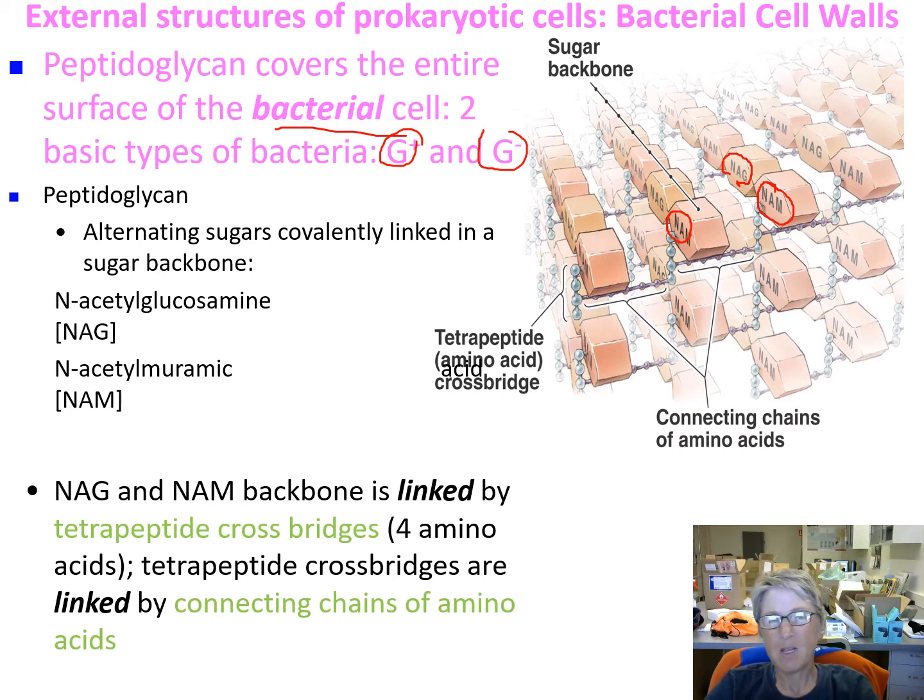And then here's some details. Peptidoglycan. So peptido is protein and glycan is sugar. So they're alternating sugar and peptides. So these little balls here, these are the amino acids of the peptide. And then this shape, this is a sugar.